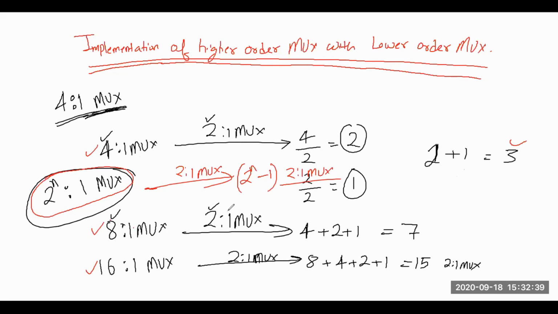If you want to design an 8 to 1 multiplexer using 2 to 1 multiplexers, that is 8 minus 1, that is 7. If it is a 16 to 1 multiplexer using 2 to 1 multiplexers, that is 16 minus 1, that is 15. So this is one way of calculating it if you want to design a higher order multiplexer with lower order multiplexers.